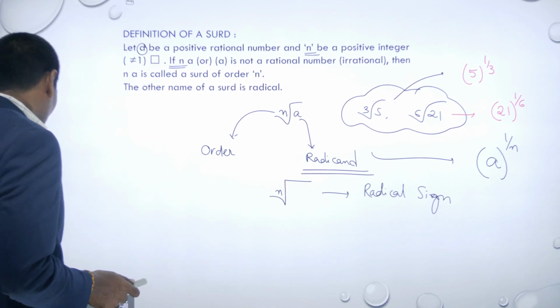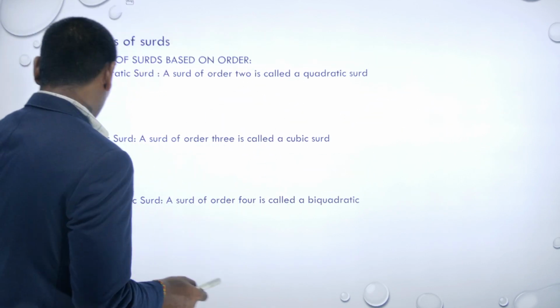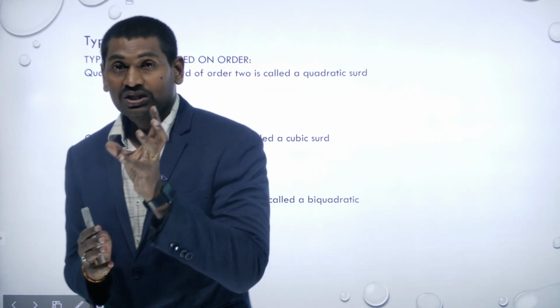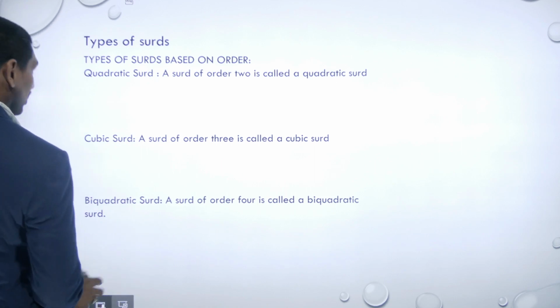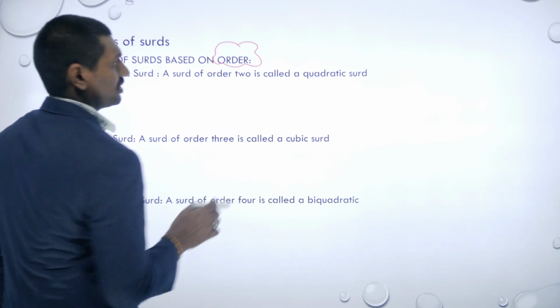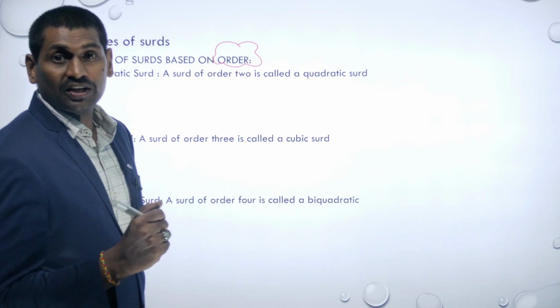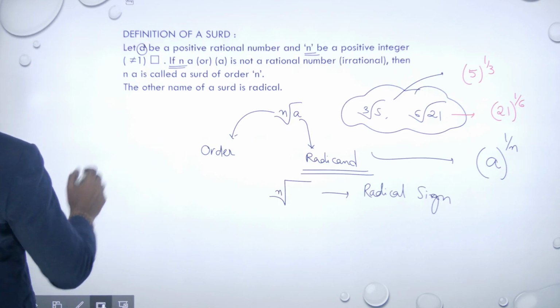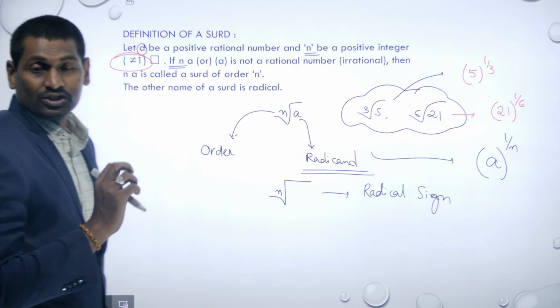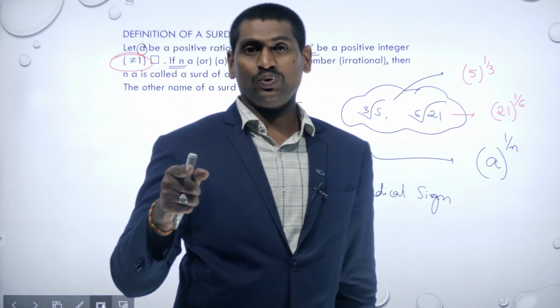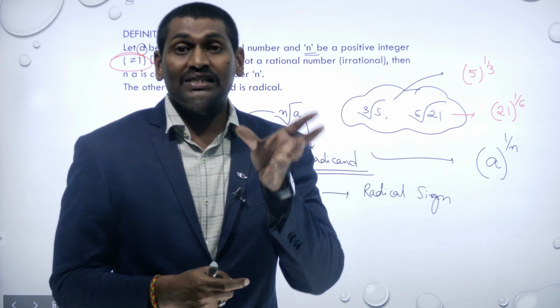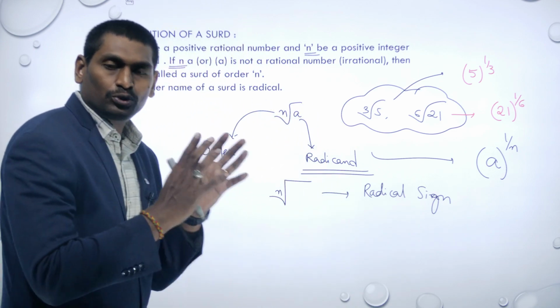Yes. Now let us see the types of surds, based on the terms and based on the order. Now let us discuss surds based on the order, that means the n value. While we take the definition, the n value cannot be 1. When the n value is 1, we cannot write it in radical form, that is, surd form. Minimum 2 we have to take.